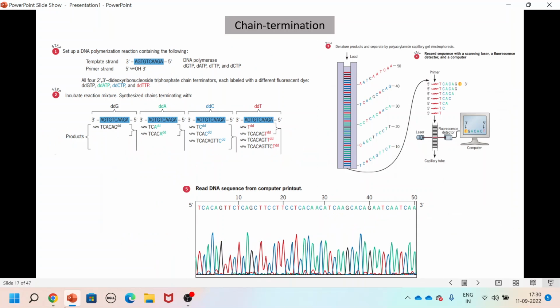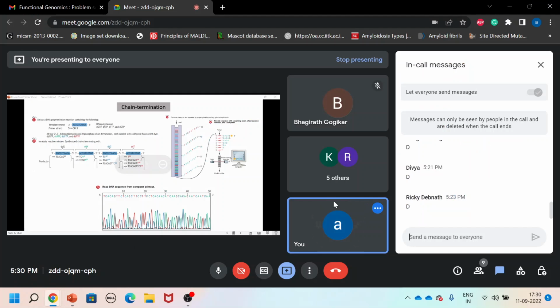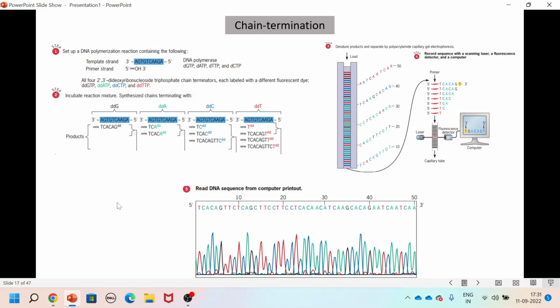Anyone has any doubt in this Sanger sequencing method? Hello? Okay. If there are no doubts, we can move to the Maxam-Gilbert method.